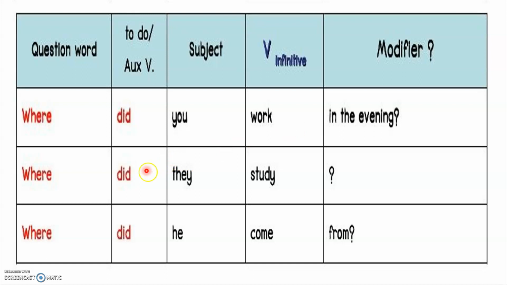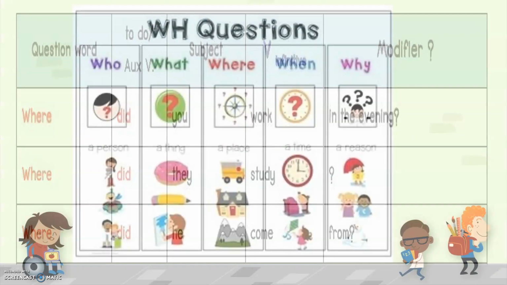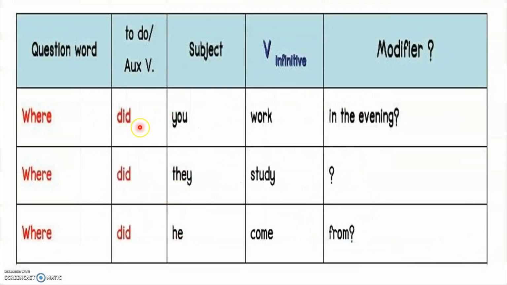For example, where did she study last year? Why did she leave early yesterday? So you need to start the question with the question word, which is one of the WH questions. Then you need to use the auxiliary verb, which is did. It must be there in the question. Then you need to use any subject that you're asking about: she, he, it, I, you, we, they. Then the base form of the verb, then the complement of the question.